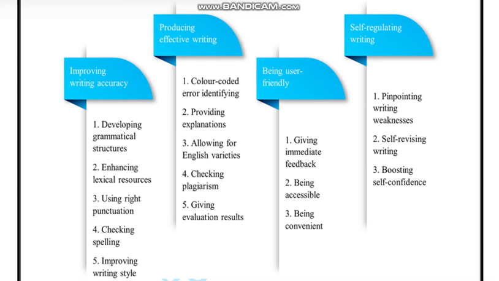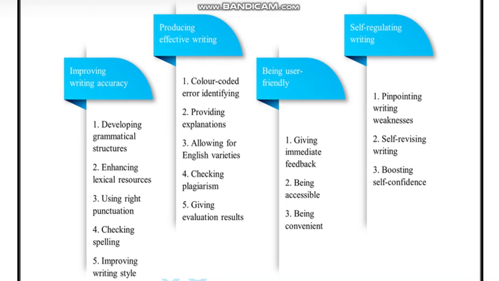How can we make our writing effective? That someone gets some kind of inspiration from our writing. Color coded error identifying. For example, in our writing, we have to focus on color by texting each and every text, making them colorful. Providing explanation, we should provide some kind of explanation in the form of examples. Then allowing for English varieties, like we should use the English variety also.